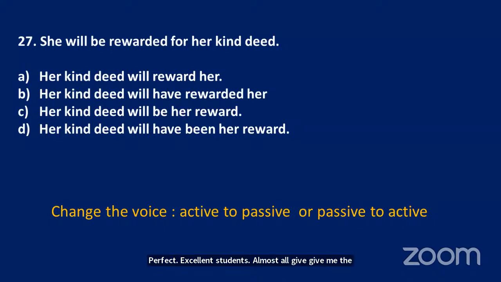She will be rewarded for her kind deed. So, how do you convert this? Her kind deed will reward her, or her kind deed will have rewarded her, or her kind deed will be her reward, or her kind deed will have been her reward. Let's see the answers. All right, so many say D and B.